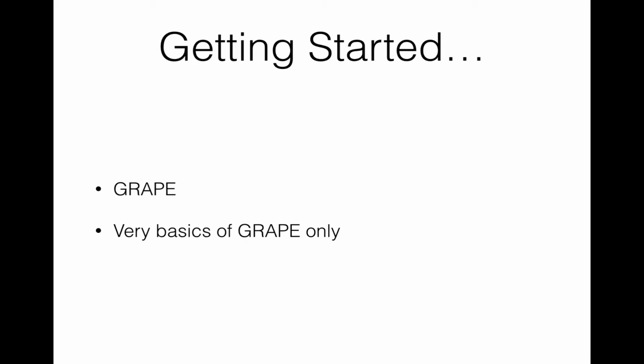Today we'll be covering Grape, which is simply a small framework for creating APIs using Ruby that may or may not include Rails. In this example, we will use Rails, but it's not required. Also, this screencast only covers the very basics of Grape. So if you'd like to know more, please check out their website and their code on GitHub.